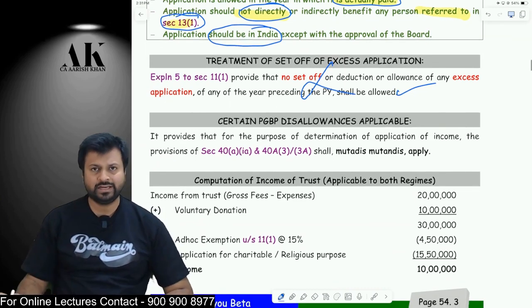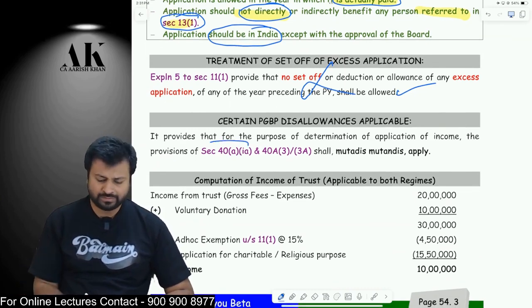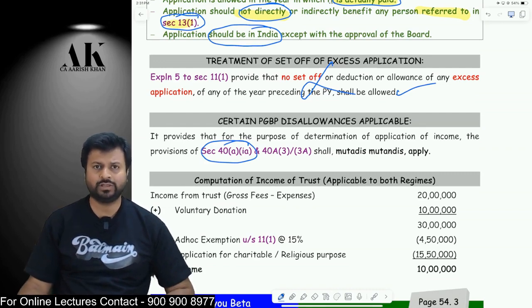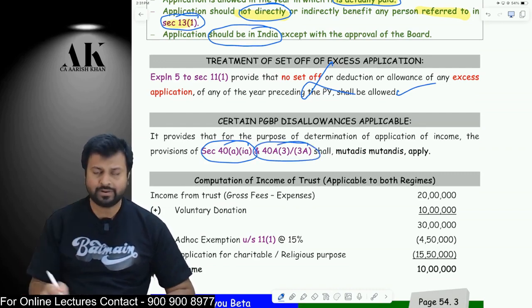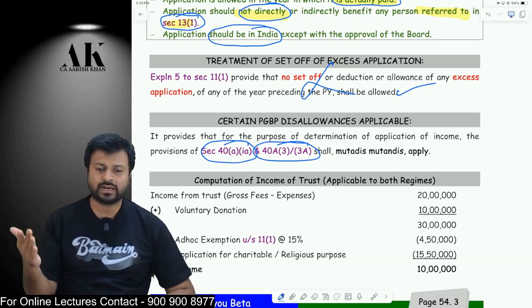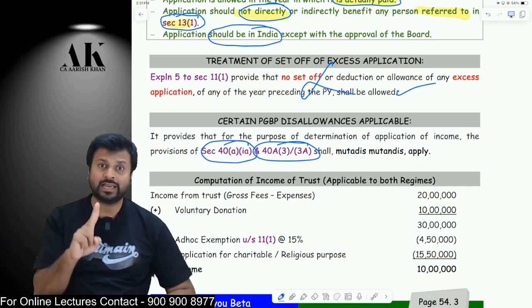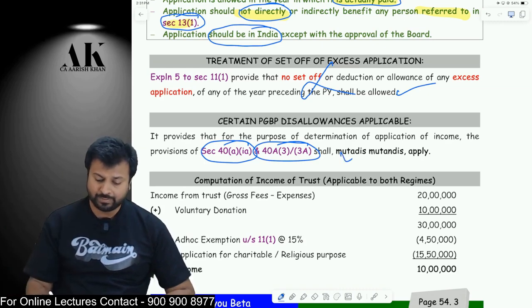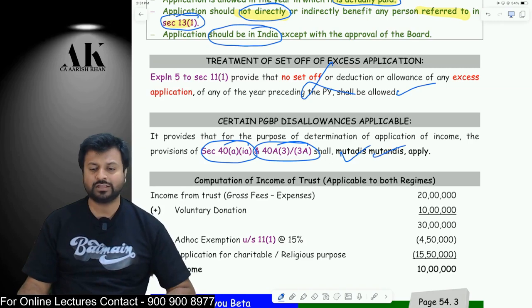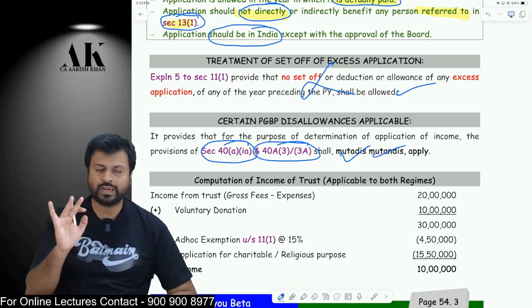Similarly, if there is any TDS default, then that particular expense will be disallowed to the extent of 30%. And if there is any payment in excess of 10,000 rupees in cash to any person, other than account payee cheque, account payee draft, etc., which is applicable in PGBP, so the TDS disallowance and the cash disallowance which are applicable in PGBP shall apply mutatis mutandis here also. Mutatis mutandis means respectively in this chapter also. Okay, I hope it is clear to all of you.